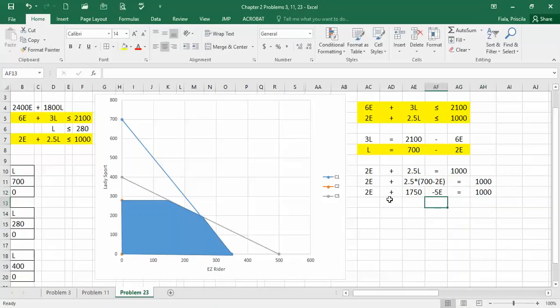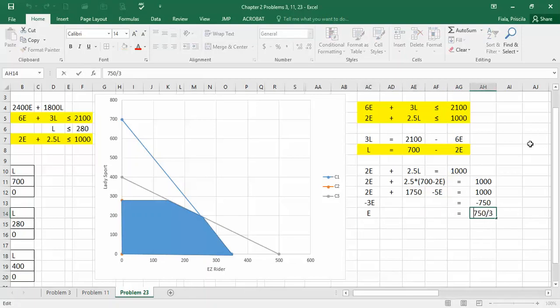Well, now we have 2E minus 5E is 3E, right? And then now we're going to subtract this 1750 from both sides. So 1,000 minus the 1750 is minus 750. Oh, see, I made a mistake here because 2E minus 5E is minus 3E. That's important. So now you multiply both sides by a negative, and you're going to have that E is equal to 750 divided by 3.